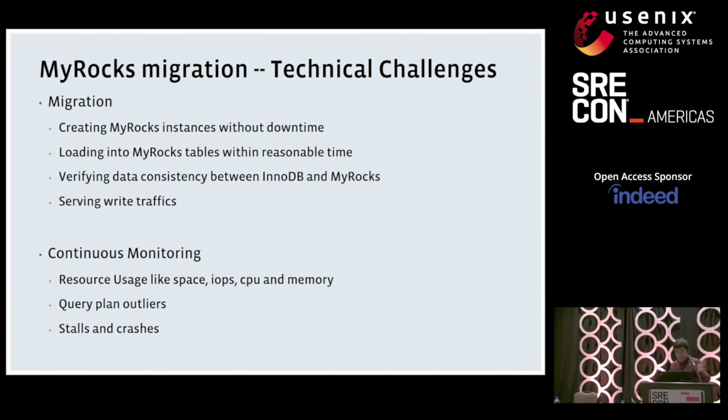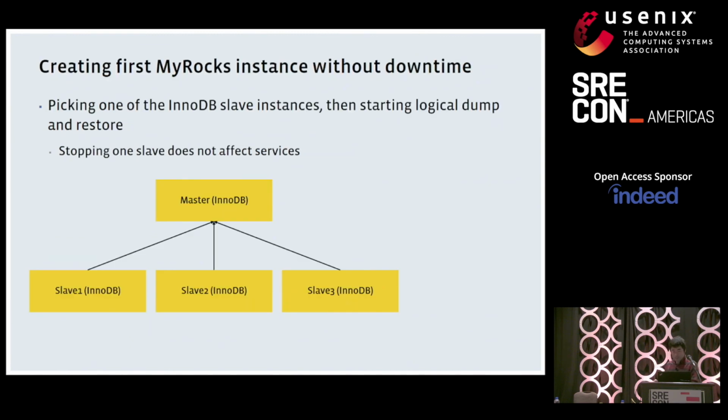So this is a brief overview of the technical challenges. When migrating from InnoDB to MyRocks, the initial migration was creating a MyRocks instance without downtime, then loading into MyRocks tables within reasonable time, then verifying data consistency between InnoDB and MyRocks so that data is not broken, and then serving read and write traffic. We also needed to continuously monitor resource usage like space, I/O, and CPUs, or check query plans, stalls, or crashes. So we monitored many metrics.